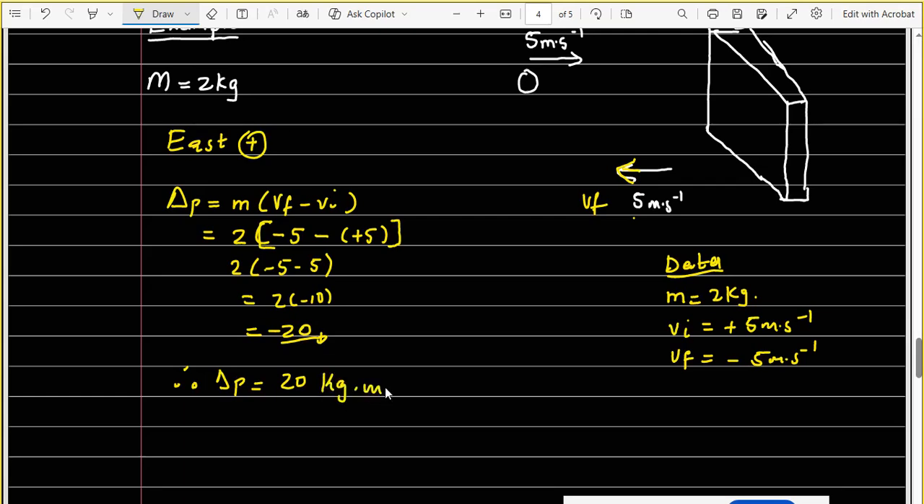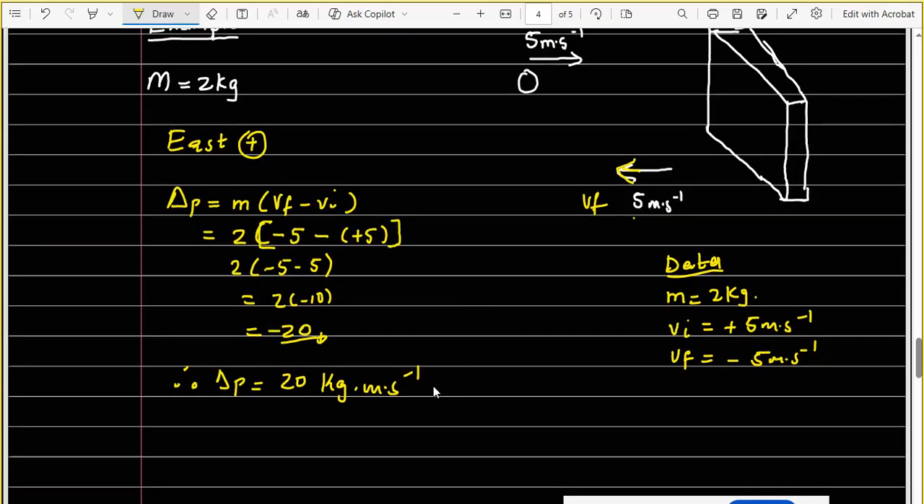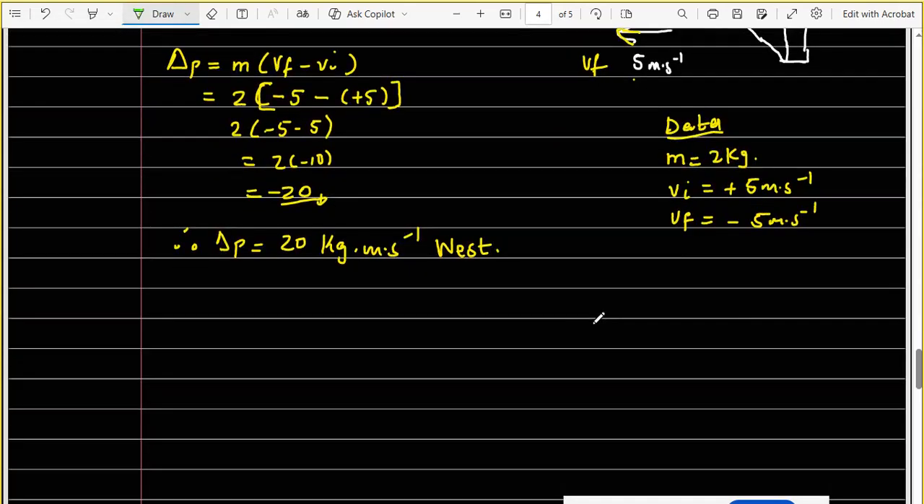Now, since it's negative and we set east as positive, this tells you that the change in momentum is going west. Are you with me on that? Yes, sir. The reason I chose this example is because I need to explain something. In momentum, the direction is important, okay? So the direction is important.